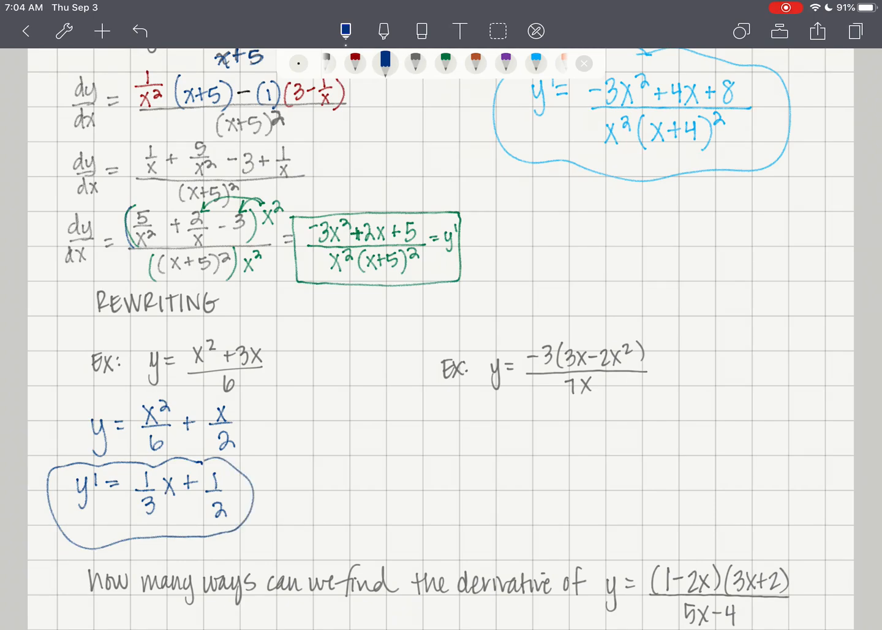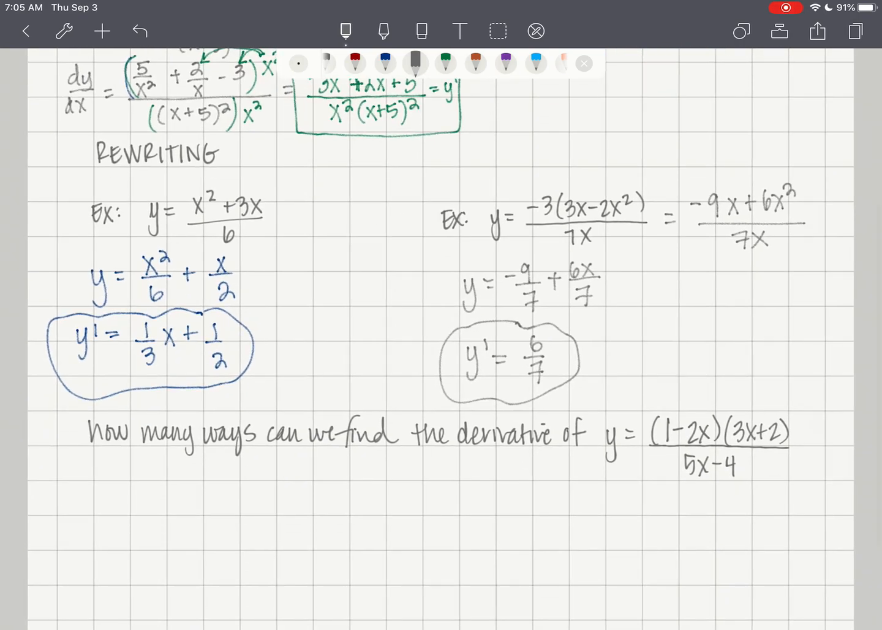How about the one on the right? How could we rewrite it? Let's do a little simplification. We've got negative 9x plus 6x squared all over 7x. So I'm going to rewrite this as y equals negative 9 over 7 plus 6x over 7. So my derivative is equal to 6/7. So easy, a caveman can do it. I don't even know if you know that commercial, but it's a good one.